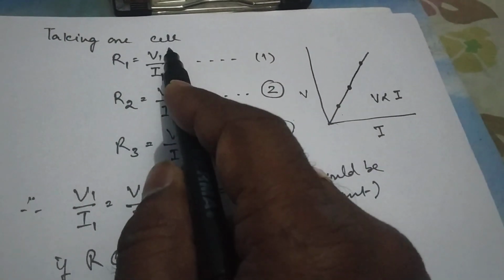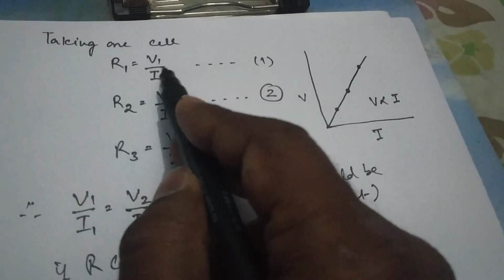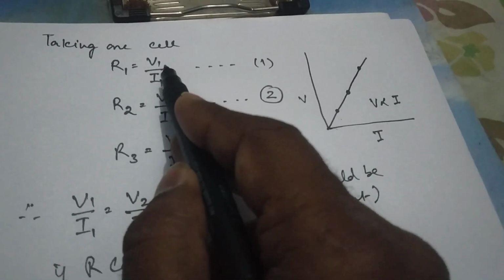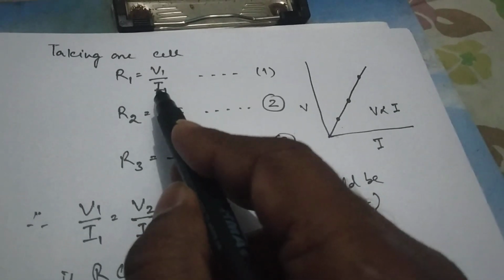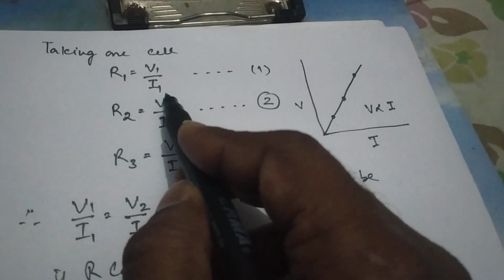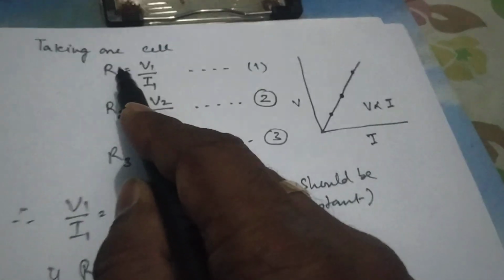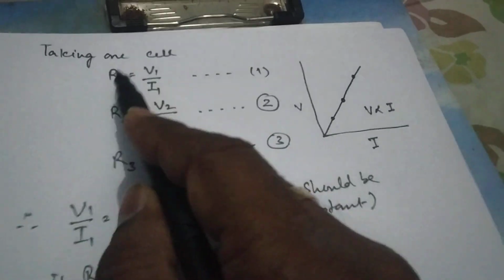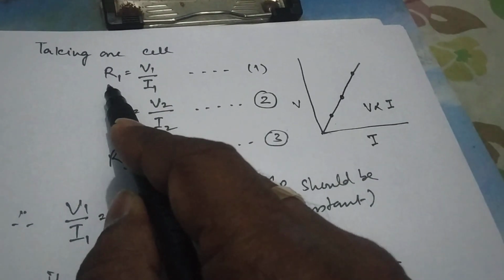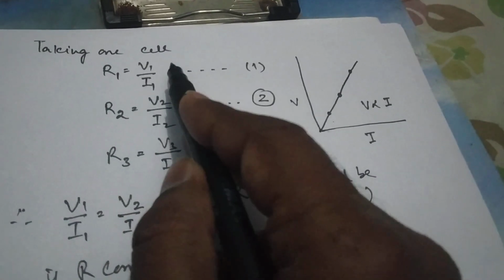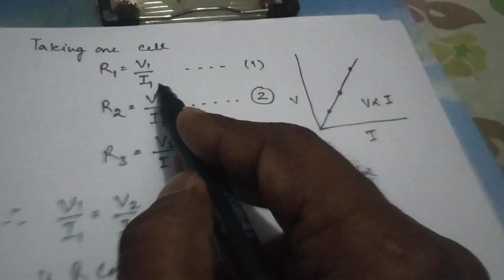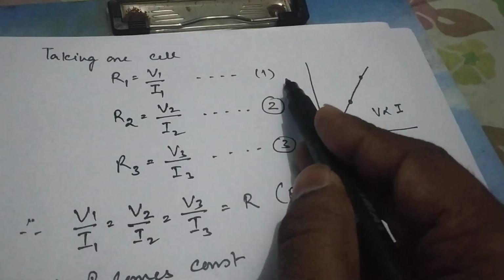So if you take one cell, your voltage will be V1. Whatever current comes in the ammeter will be noted. You will find the value of R1. It means if you are taking one cell, your R1 value will come from V1 and I1, which can be noted down from the voltmeter and ammeter. That will be the first conclusion.